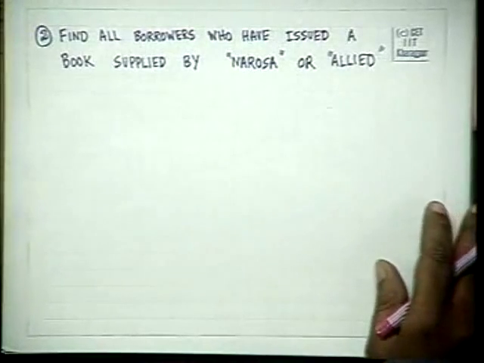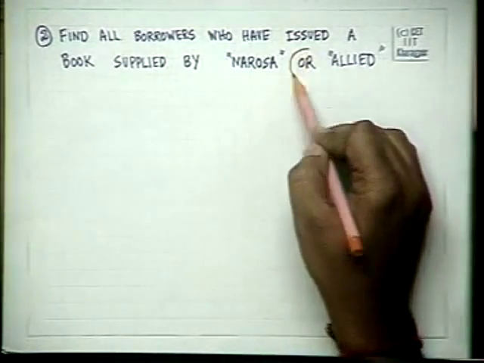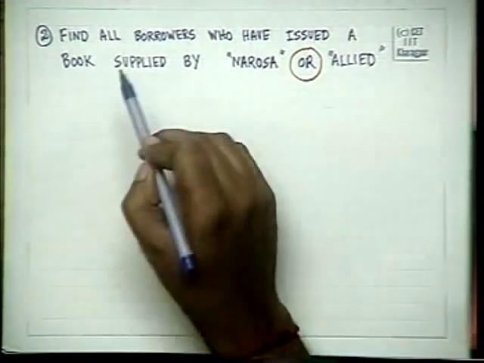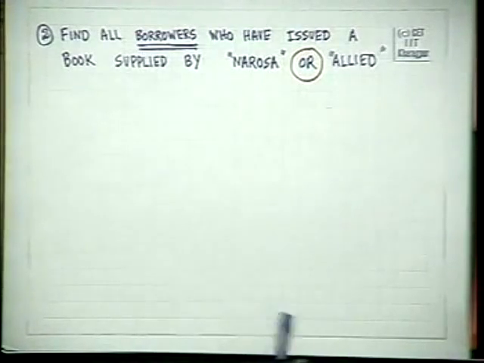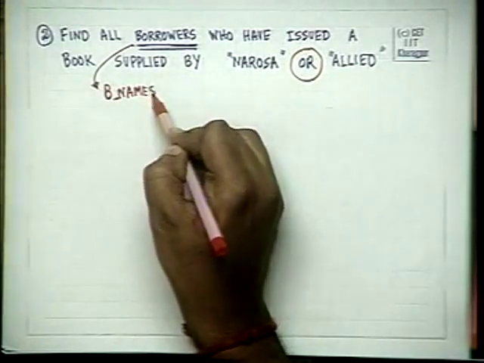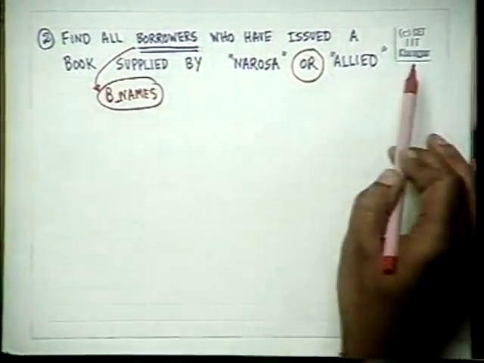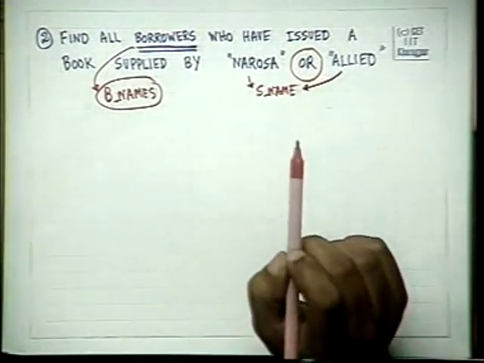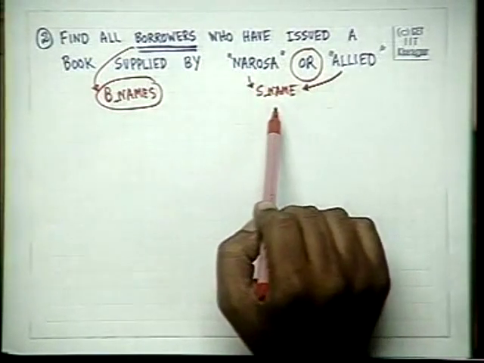We will see another one which is slightly different from the previous one because it has got this one involved. Find all borrowers. Let us say here, when we say borrowers, we are interested only in borrower names. Okay. So we are interested in B names. Who have issued a book supplied by supplier Narosa or Allied. So this is one supplier name, and so is this another supplier name. So we want the borrower names of those who have issued a book which is supplied by the supplier name Narosa or by Allied.